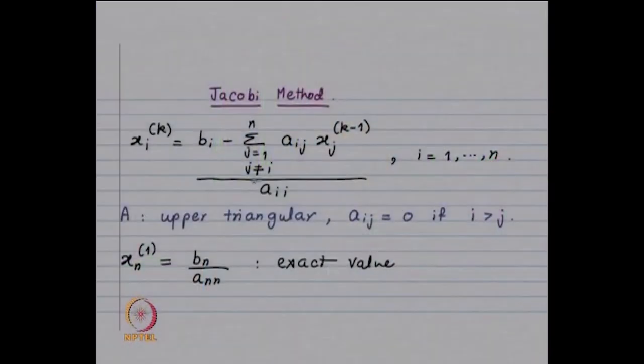So, now I want to quickly show you that if the coefficient matrix is an upper triangular matrix, then in n iterates you are going to reach the exact solution. So now we look at Ax is equal to b, the Jacobi method, and A is assumed to be an upper triangular matrix. In the Jacobi method, this is our formula: x i k is equal to b i minus the sum over j not equal to i, divided by a i i, for i going from 1 up to n. A is upper triangular, and that means a i j will be 0 if i is bigger than j. We take the initial approximation to be all zeros, or in fact whatever approximation you take.